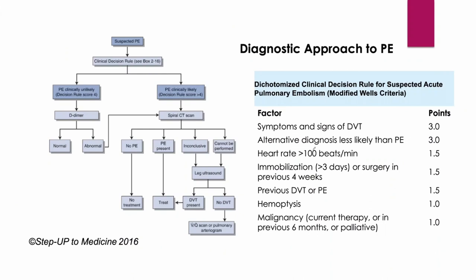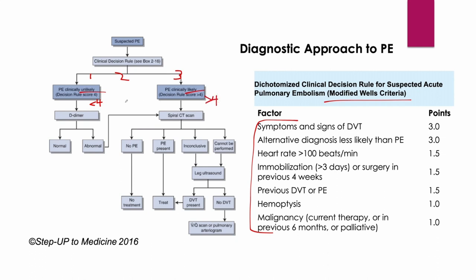All right, so let's move on to the next one. This is the modified Wells criteria. The reason I put this on here is I wanted to show you that it's essentially the same set of criteria, but for the modified Wells, instead of having three categories, we have two. It's either PE unlikely, which is less than four, or PE likely, which is greater than four.